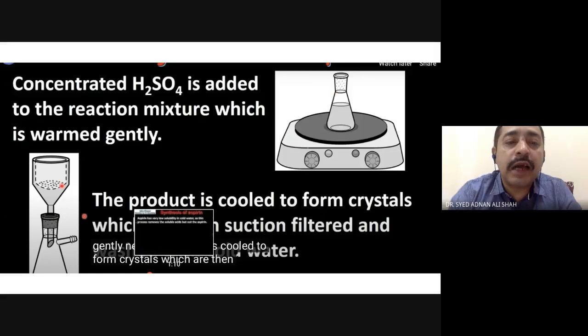And this is the method in which the crystalline form of the aspirin will be separated by Buchner funnel. So this is the Buchner funnel.